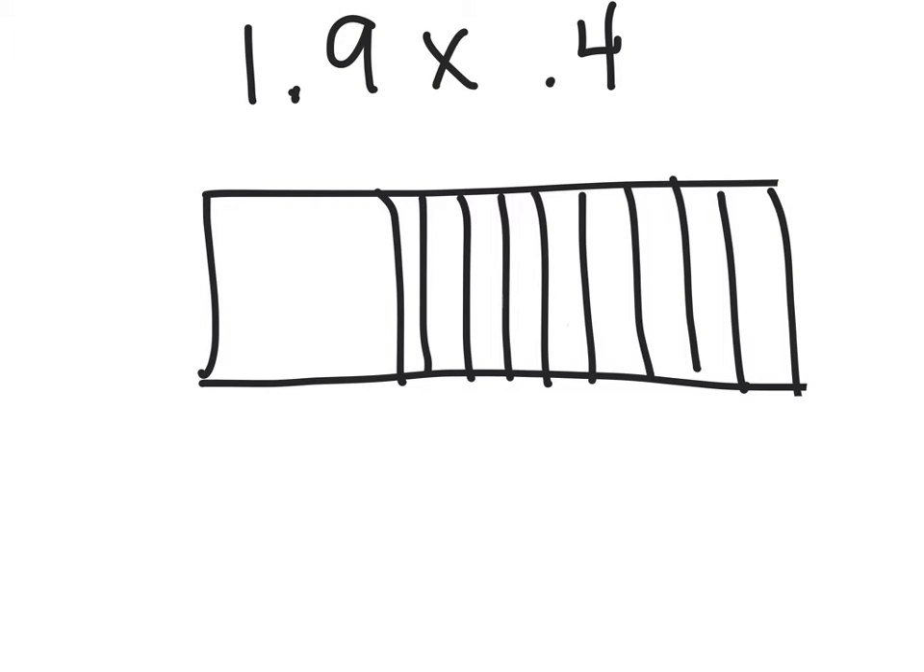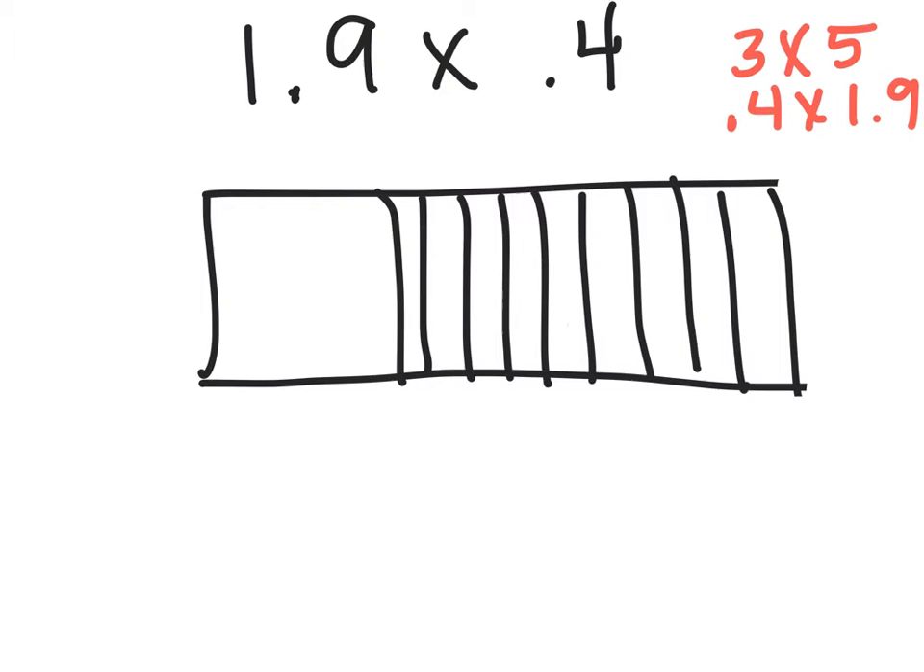Okay, I want to think about the problem 1 and 9/10 times 4/10. And one of the things I want to remind you, when we multiply, we're thinking groups of, so 3 groups of 5 is what that means. And so this is 1 and 9/10 groups of 4/10, or I can think commutative property, and I can think of 4/10 times 1 and 9/10.